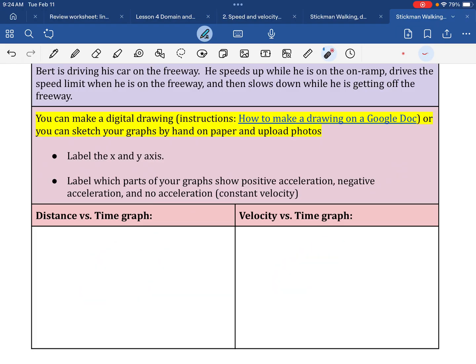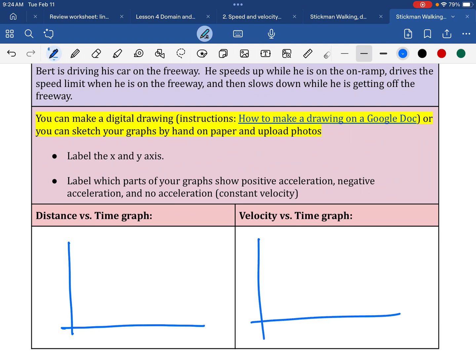And so they can just be sketches. It doesn't have to be on graph paper. You can, if you want, I'll put a link on here as well, make a graph using Desmos or Google Sheets if you want to do it that way.